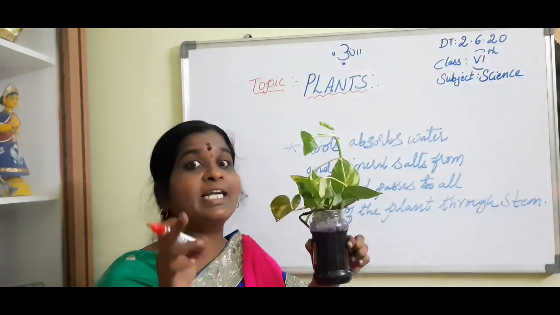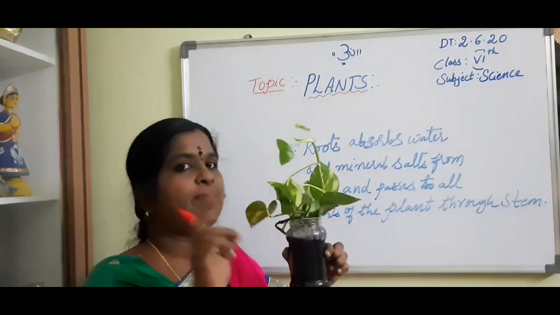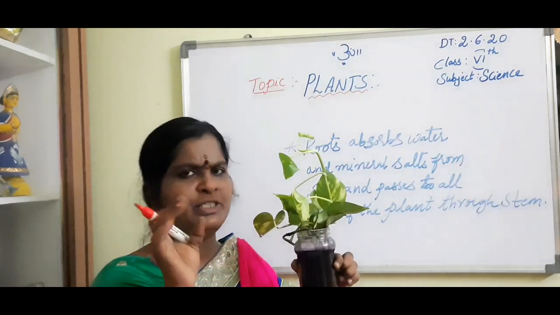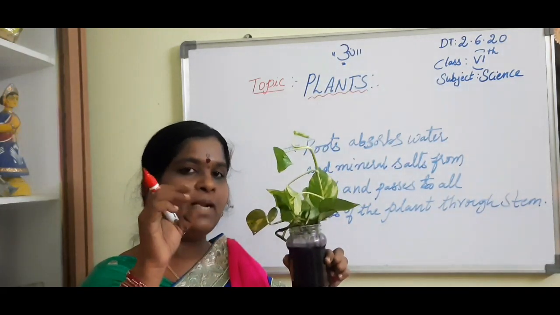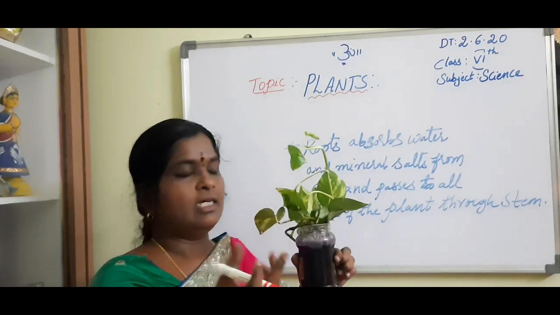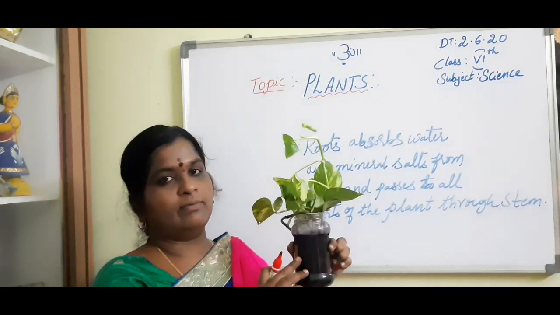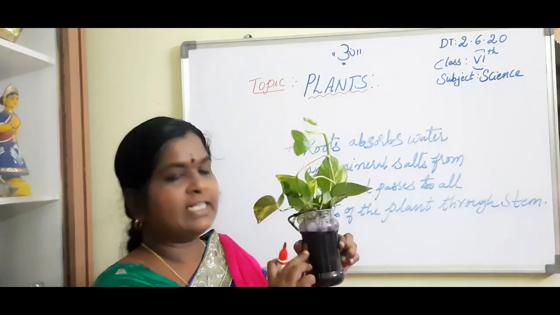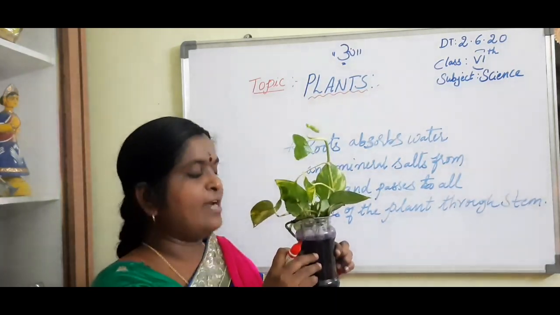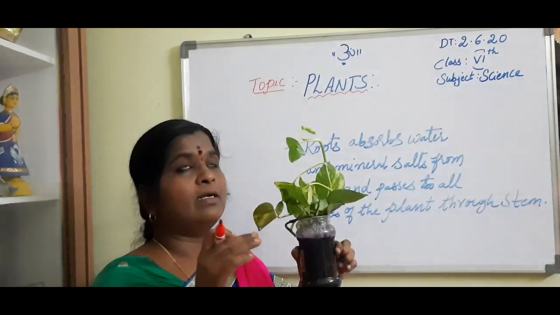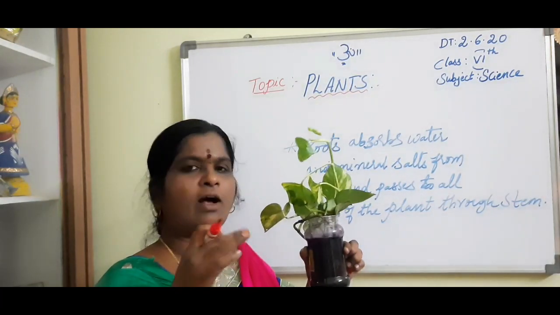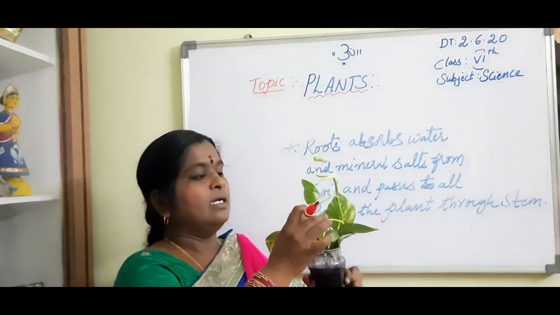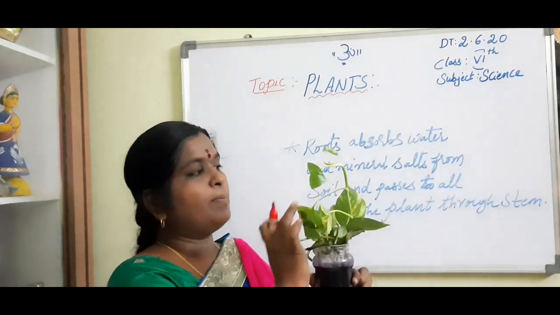To clear your doubt, you do this experiment in your house. Take not only a money plant, any plant you take. You keep one plant in plain water and one plant in another tumbler or any bottle you take. For that, you add any indicator, any color. Keep it for 3 to 4 hours or half a day for the best result. You can observe the root is supplying to all parts of the plant.